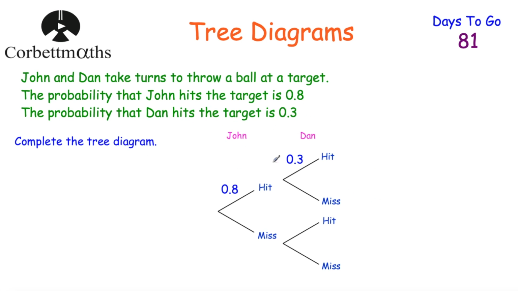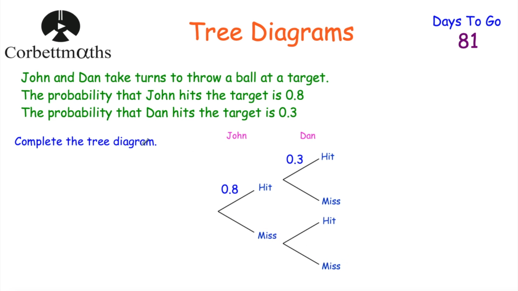And what's fantastic about these tree diagrams is they show us all the possible outcomes, because obviously John can hit it and Dan can hit it, so that's a hit-hit. We've got John could hit it and Dan could miss it, so that's a hit-miss. We've got John could miss it and Dan could hit it, that's a miss-hit. And finally, John could miss it and Dan could miss it, and that would be a miss-miss.